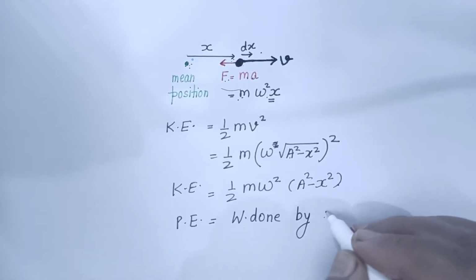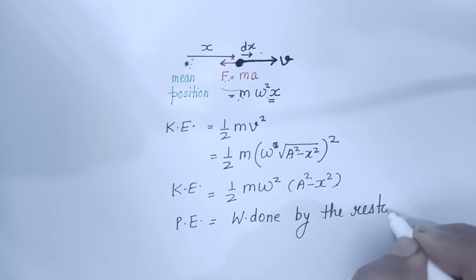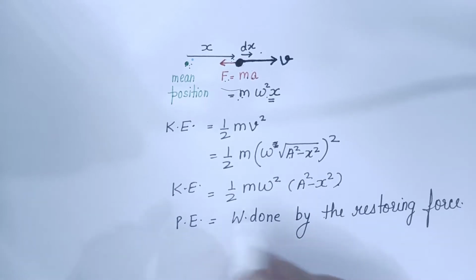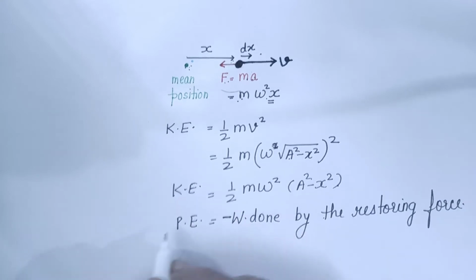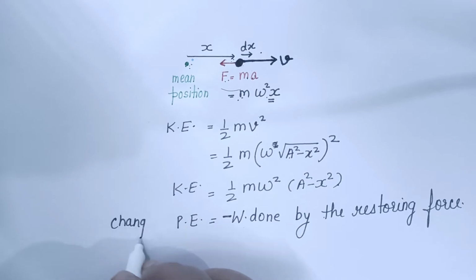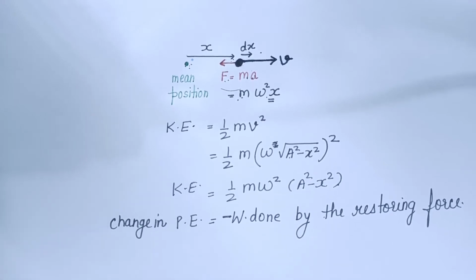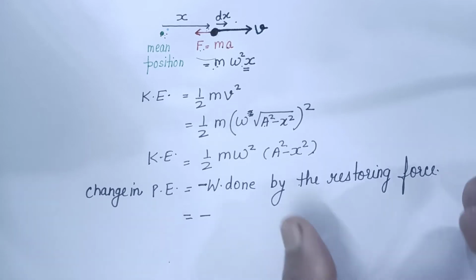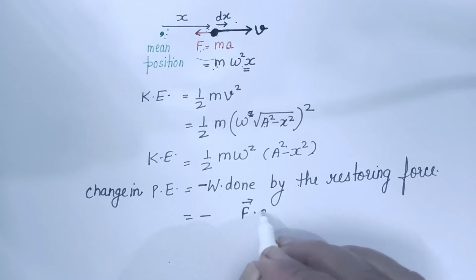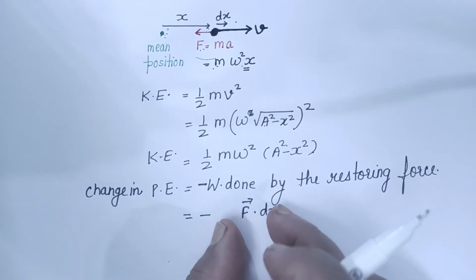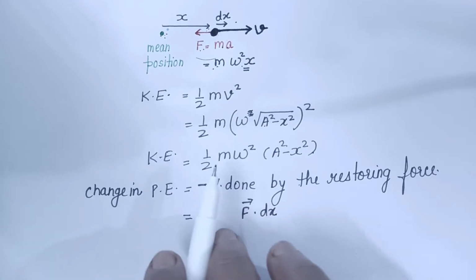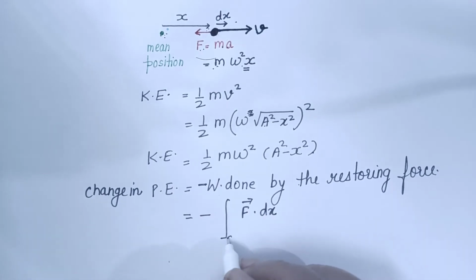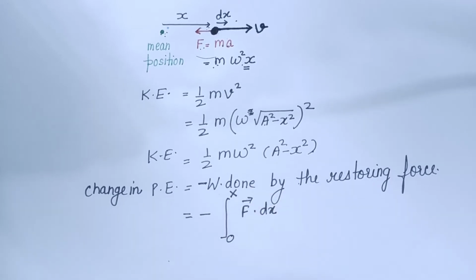by the restoring force, while work done by a conservative force is negative if we are considering change in potential energy. So change in potential energy is equal to minus work done by the restoring force, and work done by the restoring force can be written as F dot dx. This is the small work done in the displacement dx. So work done during the whole process can be written as integral 0 to x.